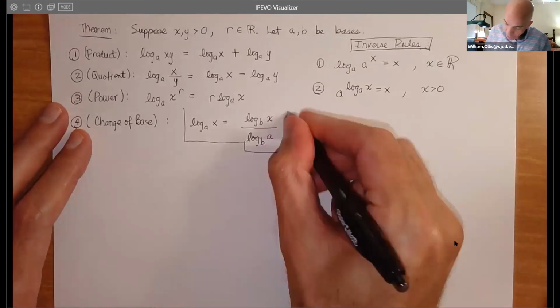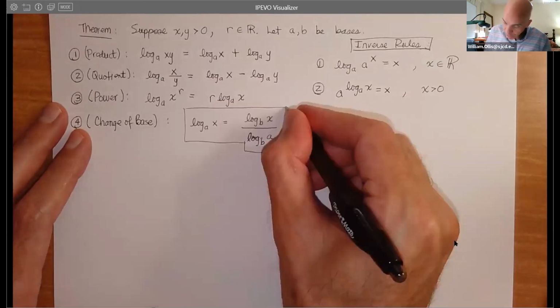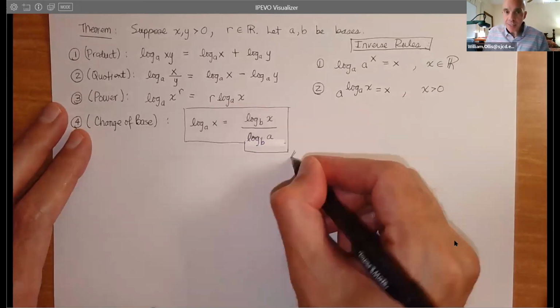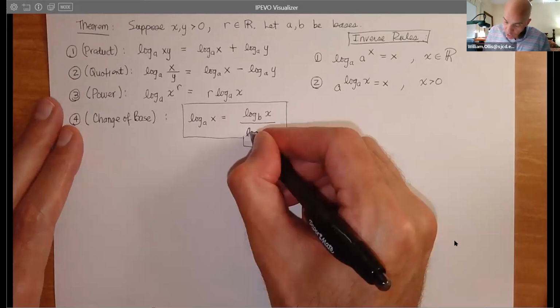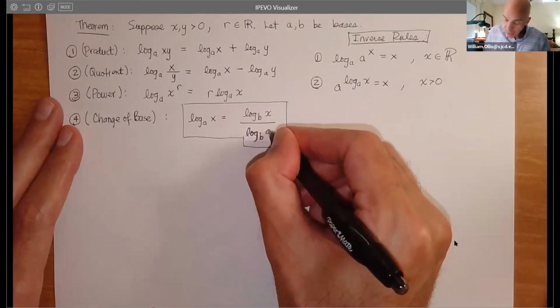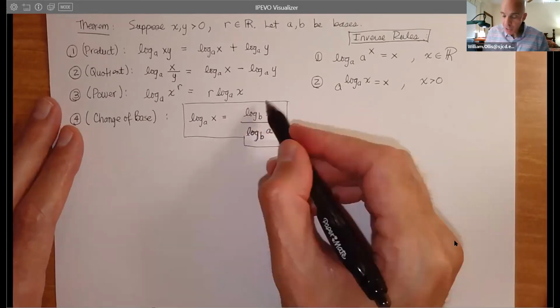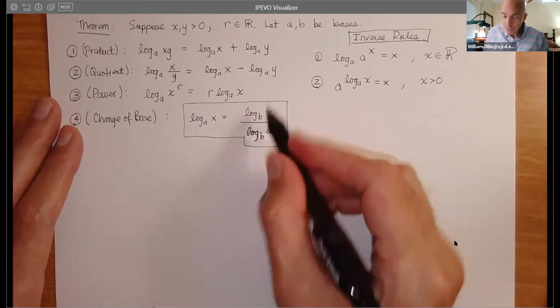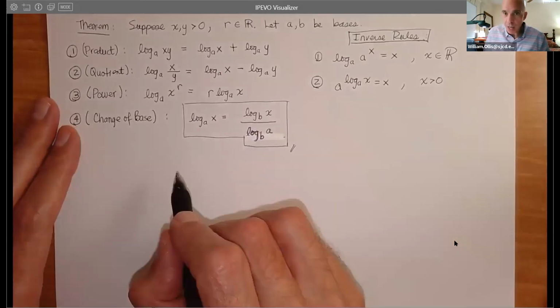The proof we do here in this class will be sufficient. So basically what this says is that if you want to change the base for a logarithm, you physically change the base to the new base, and then you have this change of base factor in the denominator.